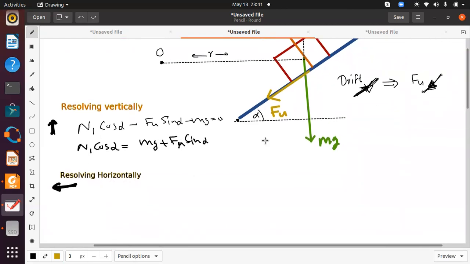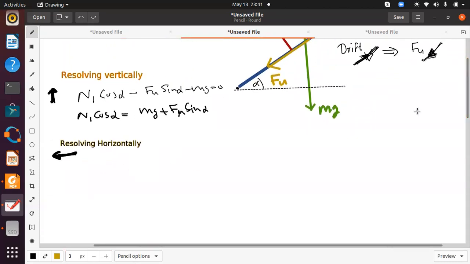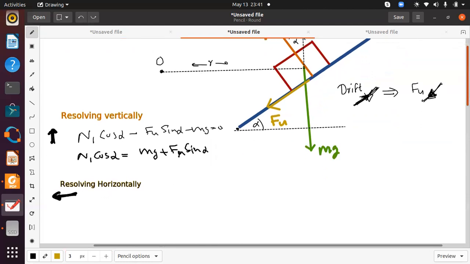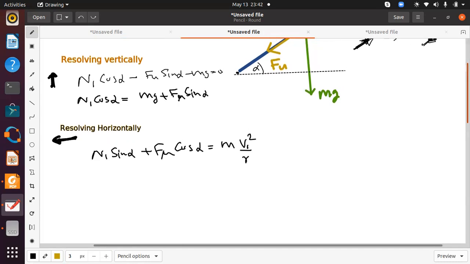If I resolve horizontally, the required centripetal force is supplied by the component from this normal force and the component from this frictional force. So the components would be N1 sine alpha plus F mu cos alpha, which is equal to mv squared over r. So let me just call it v1, v sub 1, just to make a comparison.